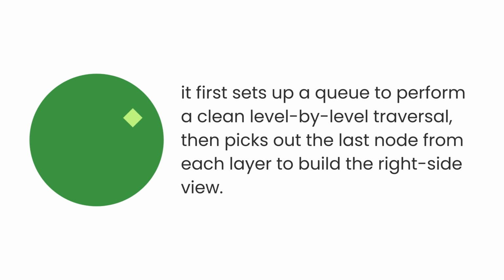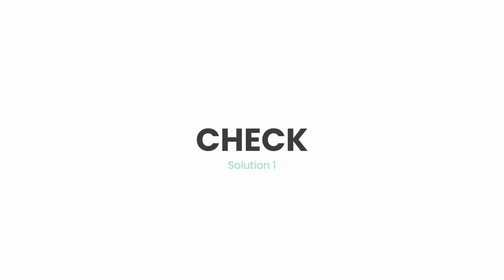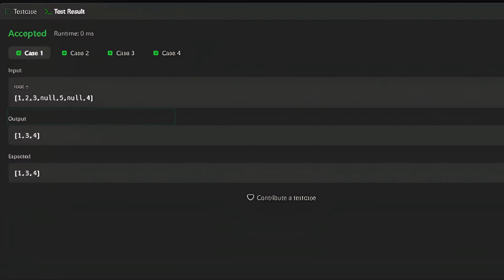And that's how this algorithm works. It first sets up a queue to perform a clean level by level traversal, then picks out the last node from each layer to build the right side view. Efficient, simple, and elegant. Test case check. Let's walk through it. Input root equals [1, 2, 3, null, 5, null, 4].